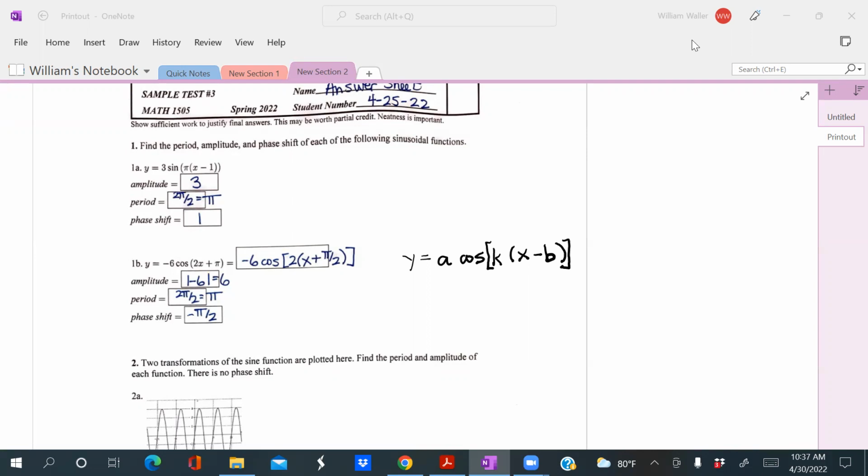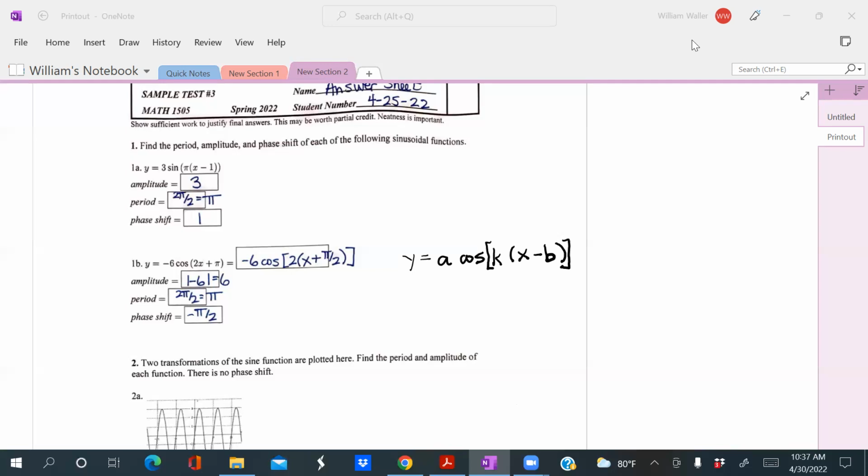So remember, the solutions to sample test number 3 are posted. So I'm just going to refer to that solution sheet. Sometimes I'm going to add a little bit of extra writing here, but the full solutions are posted on the Blackboard page. All right, so to start here, let's look at problem 1b.